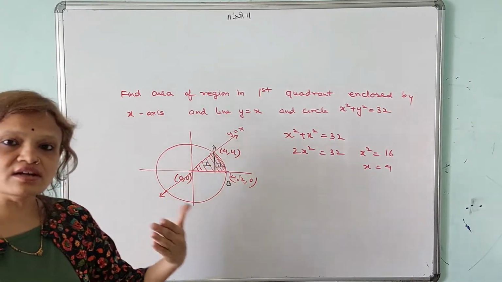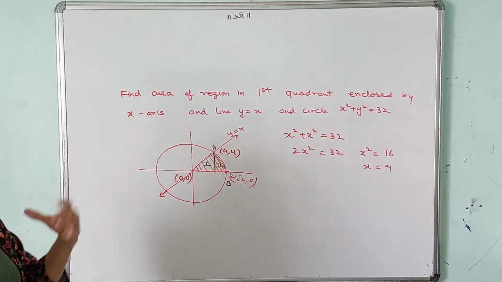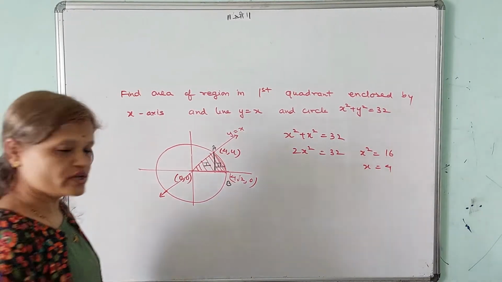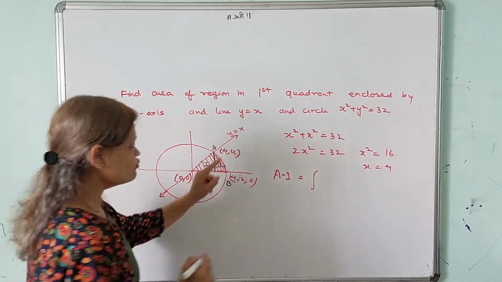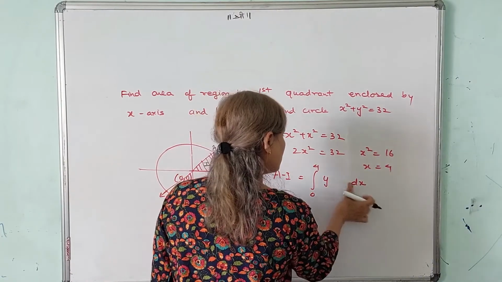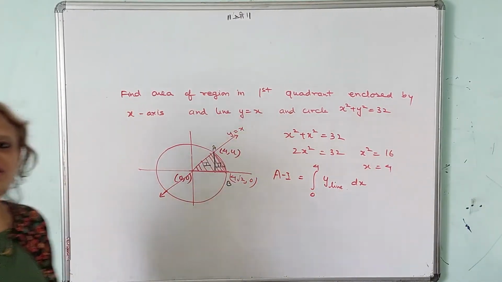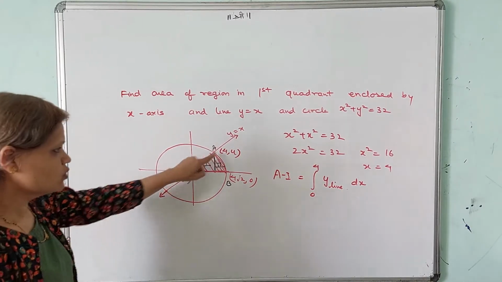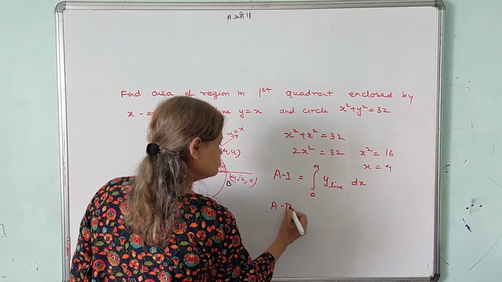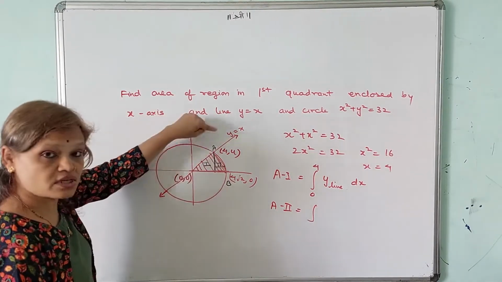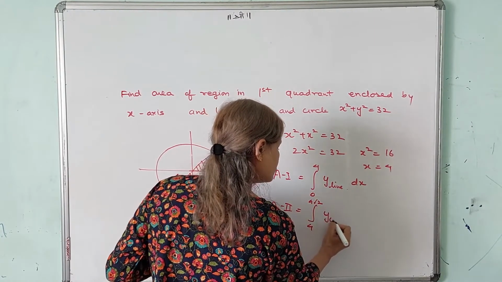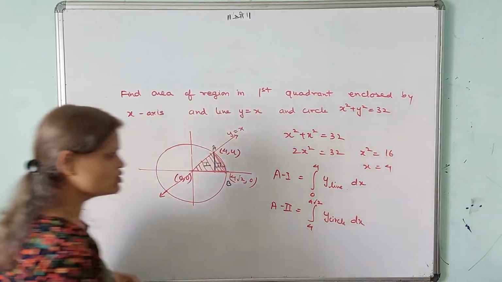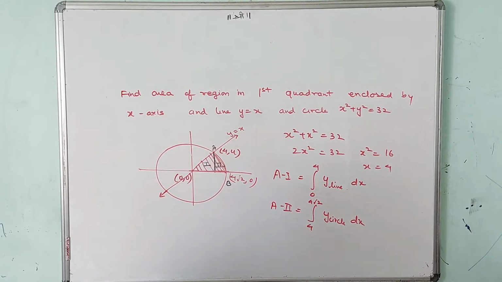When we consider the area under the circle, we will have to take y of the circle. So area 1 will be equal to the integral from 0 to 4 of y of line into dx, A1. Now A2 is from here to here. See the limits properly, from 4 to 4 root 2, y of circle into dx. So we are going to calculate this A1, A2 and then add, and that will give you the final answer.